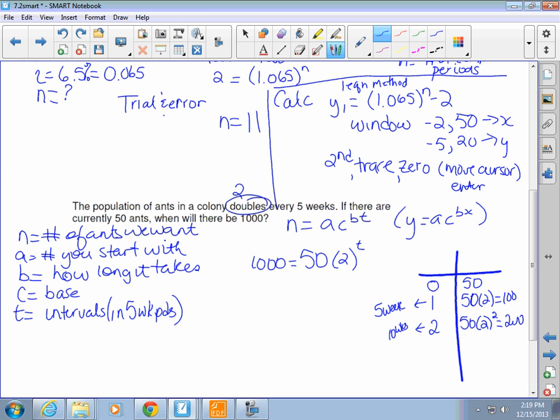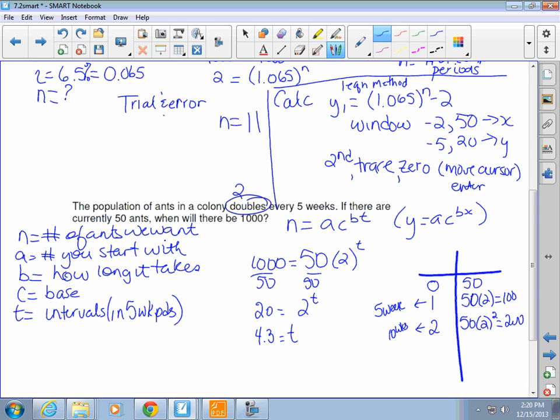On your graphing calculator, if you did the 1 equation method, this would be 50 times 2 to the power of x minus 1,000, and then do your 0 to find the answer, or the trace. Or if you're doing the intersect, you'd have y1 is 1,000 and y2 is 50 times 2 to the power of x. If you're going to solve this algebraically, this would be divided by 50. So you'd be left with 20 is equal to 2 to the t. Then by trial and error, about 4.3 would be your time in intervals.